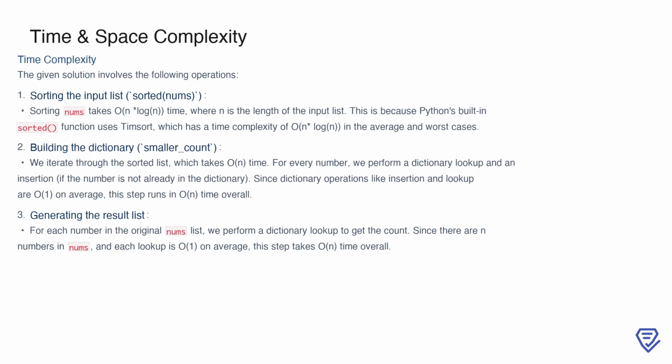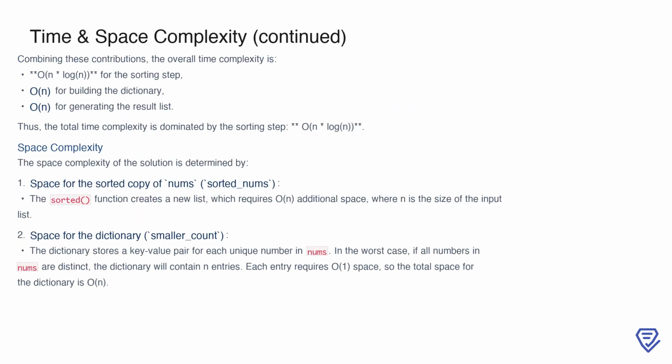Finally, we generate the result list by performing a dictionary lookup for each number in the original nums list. Since there are n numbers and each lookup is O(1), this step also takes n time. Together, these steps give us the time complexity breakdown. Now, combining the contributions of these steps, the overall time complexity is determined. The sorting step, which is n log n, dominates the process, as it grows faster than the other linear steps. Therefore, the total time complexity of our solution is n log n.